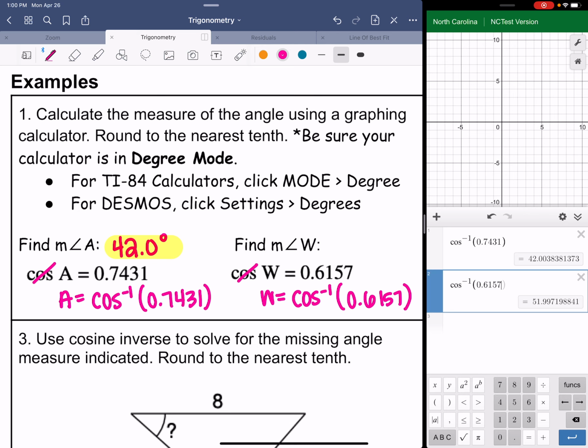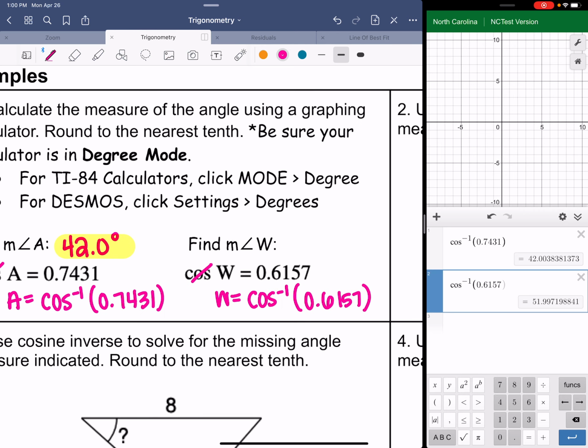51.99. Okay, when we have this, we've talked about rounding quite a bit here. If I have 51.997 and I want to round to the nearest tenth, that means I want to keep that first decimal place in the tenth spot. Based on the number beside it, which in this case is a 9, that's going to bump this up to what would be like a 10. But we can't write a 10 in that decimal spot, so what happens is it's going to bump the next number up. So our final answer here is going to be 52.0 degrees.